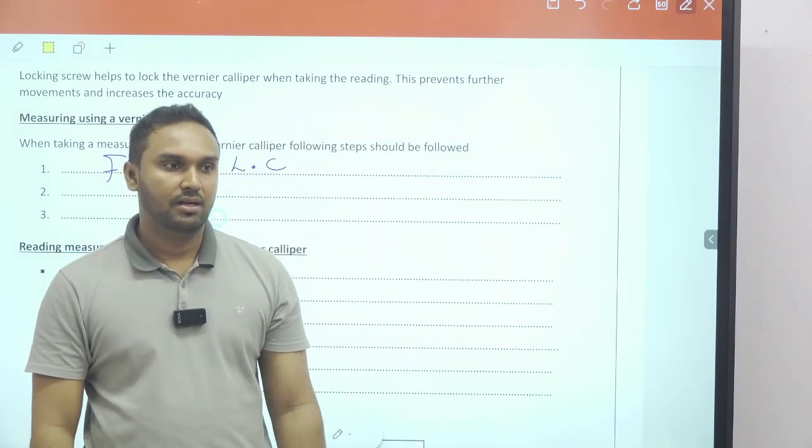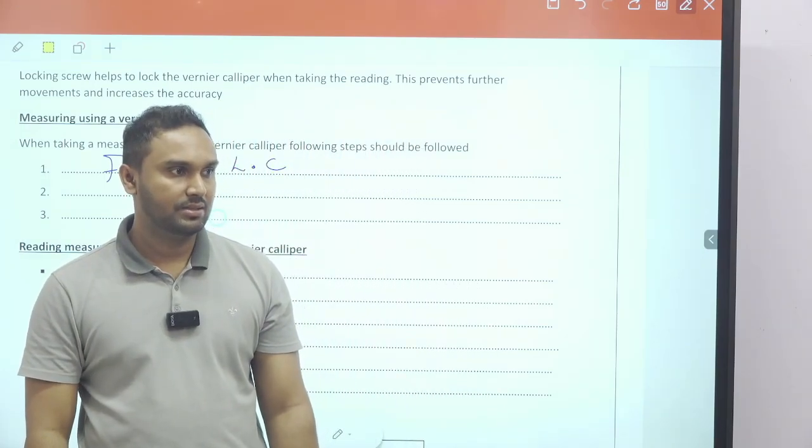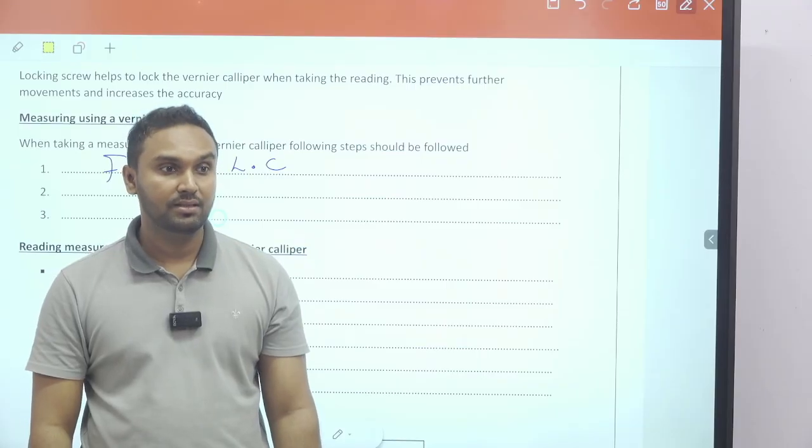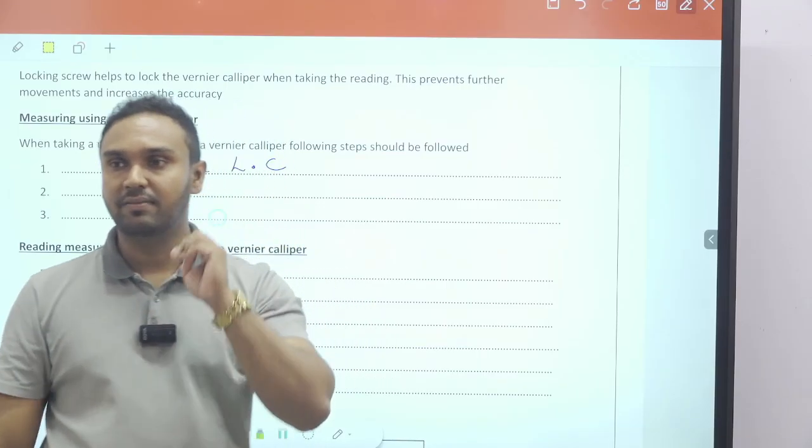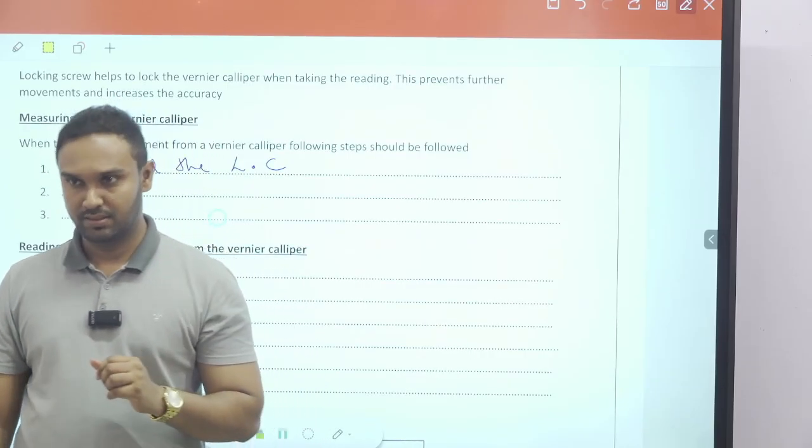Here, 20 vernier scale divisions are aligned with 19 main scale divisions. The least count here is 0.05. It's different from the other ones, right?